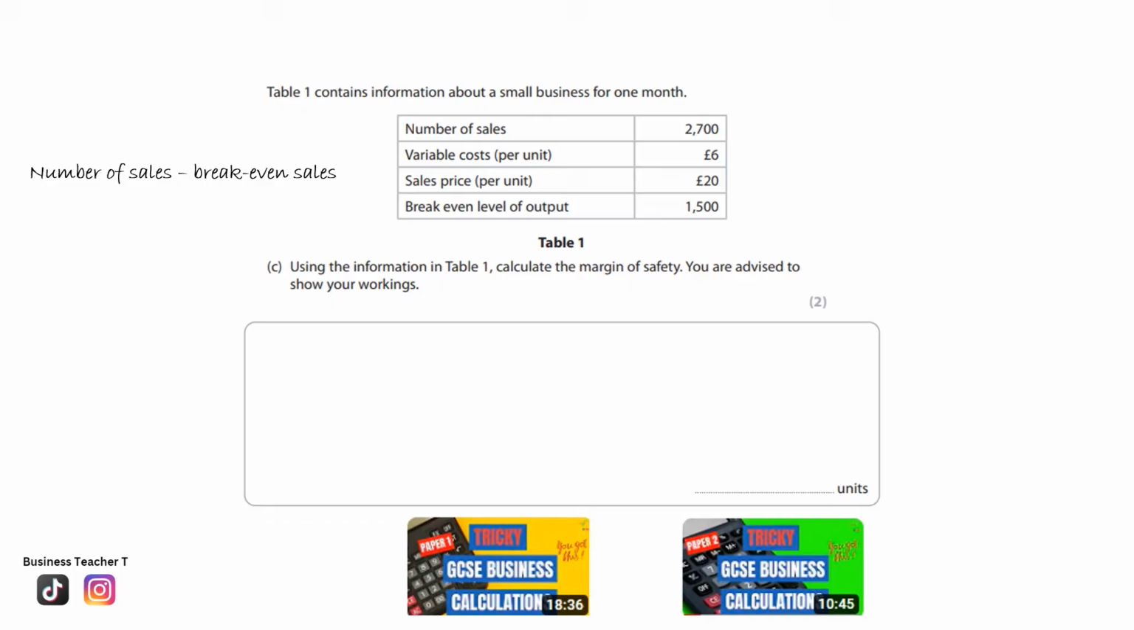The number of sales are 2,700 and the break-even sales are 1,500. So that's 2,700 minus 1,500. And that gives us an answer of 1,200 units.